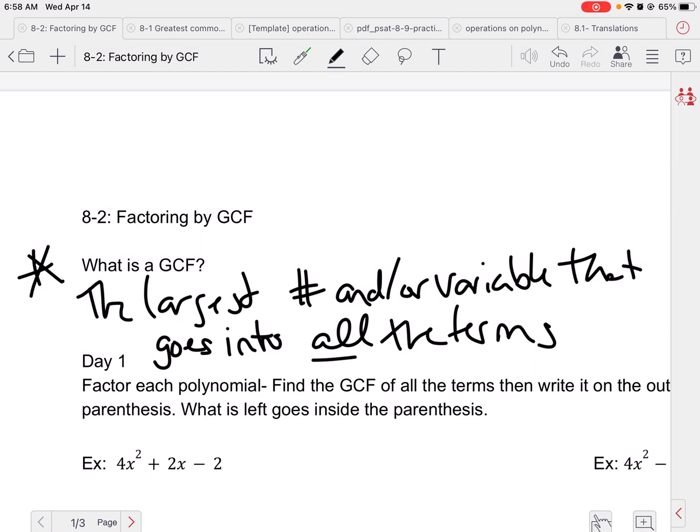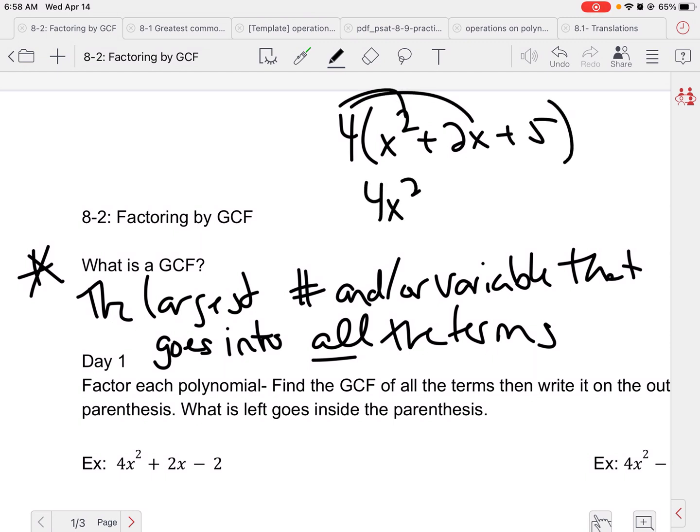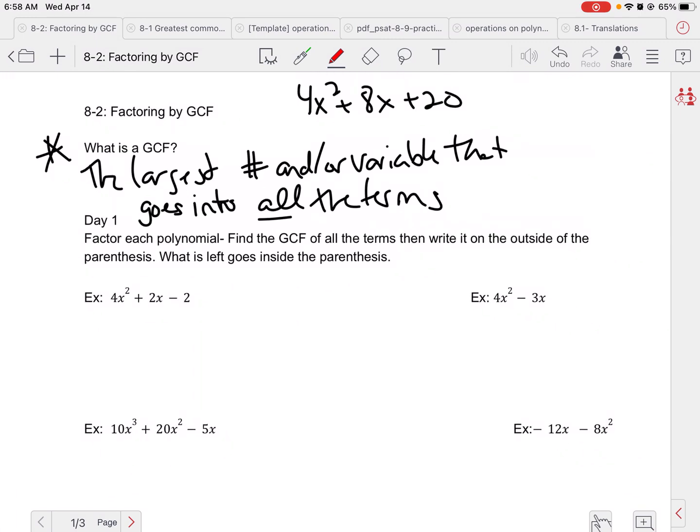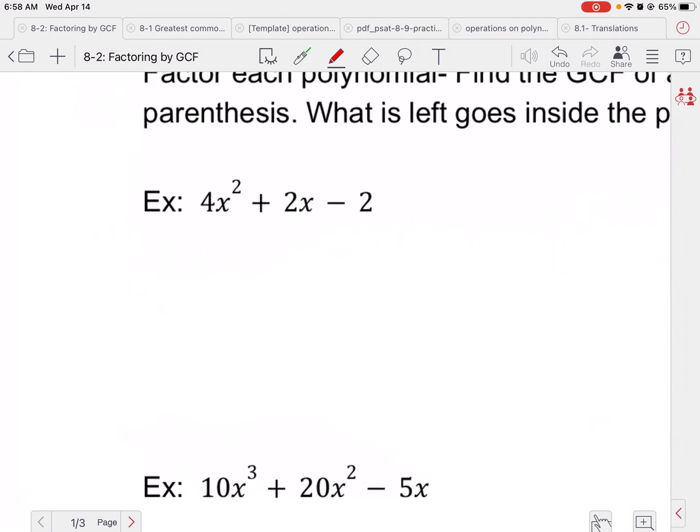So remember, when we have like 4 times x squared plus 2x plus 5, we go, well, 4 times x squared is 4x squared, 4 times 2x is 8x, and 4 times 5 is 20. So we need a way to be able to undo that, and we do that with greatest common factor. We're going to factor each polynomial, find the GCF of all the terms, and then you write it on the outside of the parentheses. What's left goes inside the parentheses.